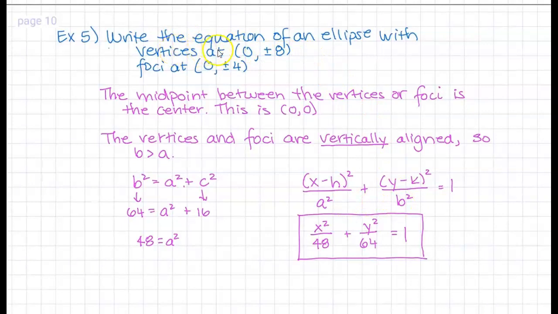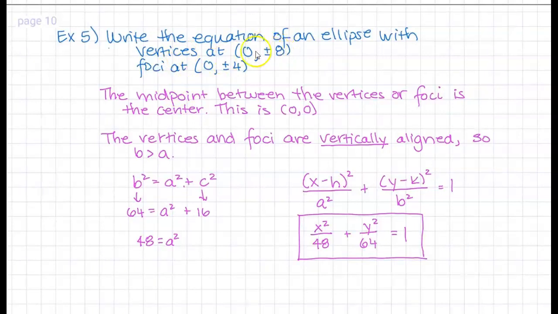The vertices are going to be at A or B because the x coordinate is staying the same. It's the y coordinate changing. That means that these vertices are vertically aligned, and so that tells us that this has something to do with the value of B. And then the foci always have to do with C. The midpoint between the vertices or the midpoint between the foci, that's going to be your center.